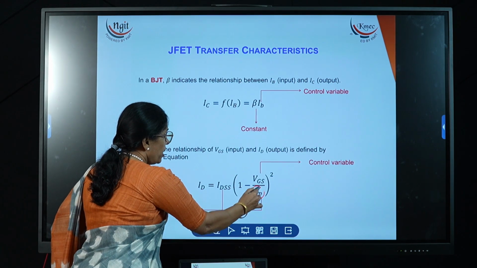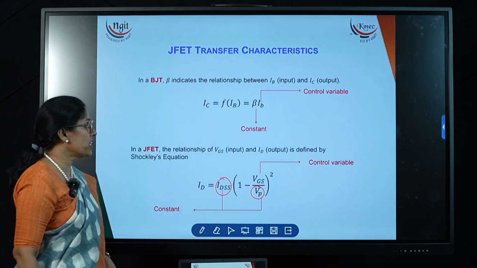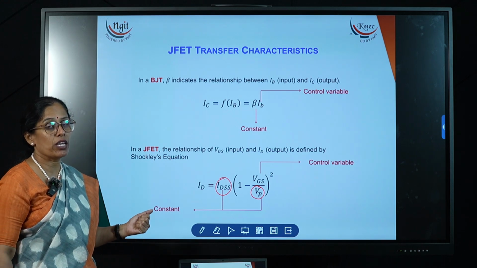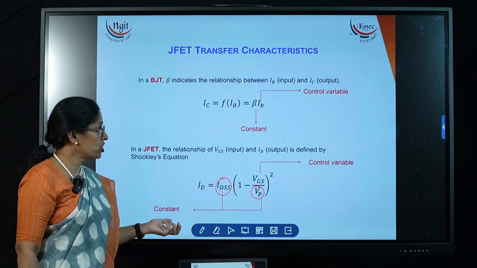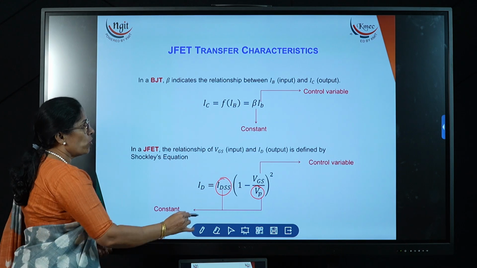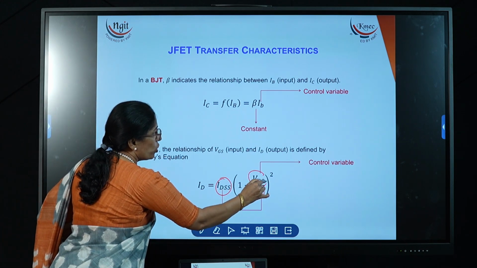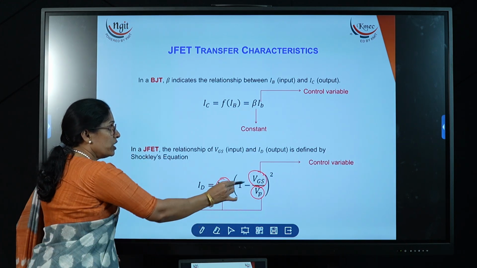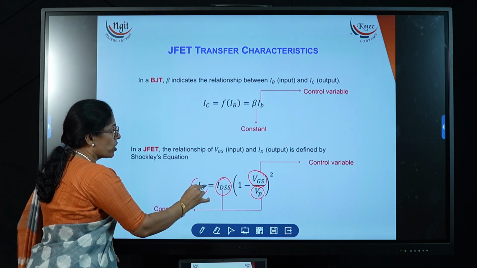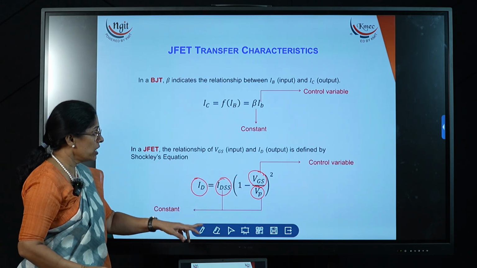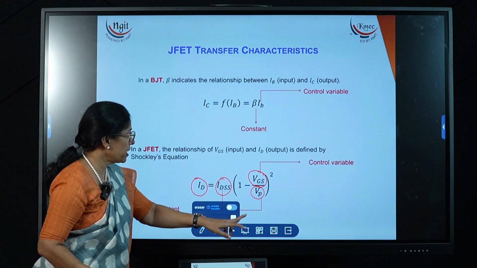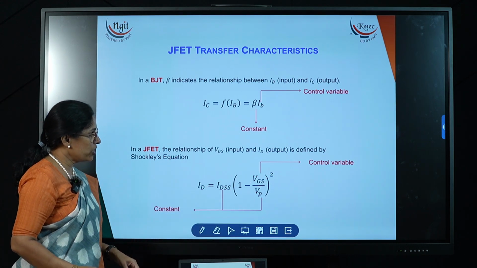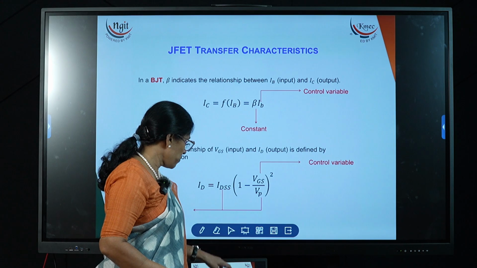Where VP and IDSS both are constants, and these values we can get from the specification chart. If I apply some voltage on the gate, then for that voltage how much current I am going to get, we can calculate by using this drain current equation. Now for this I will show you a few problems.